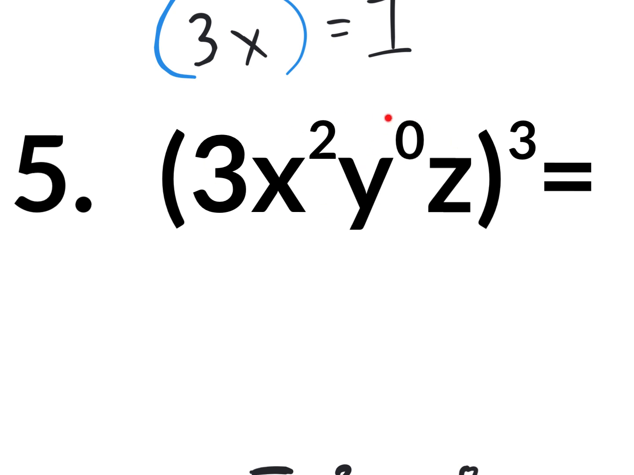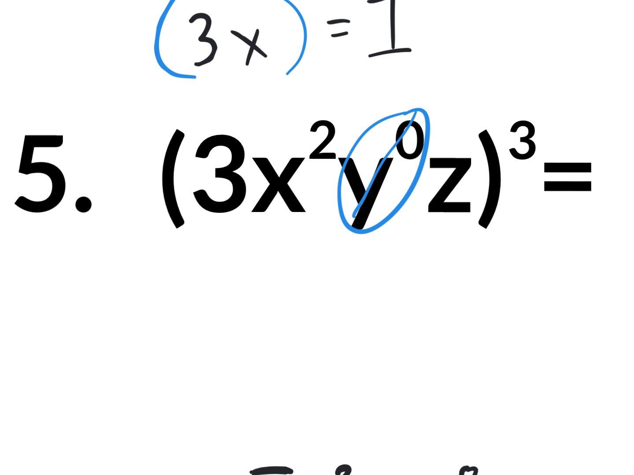And on the inside, we do have y to the 0. And we know that y to the 0 equals what? 1. Anything to the power of 0 equals 1. So this y to the 0, you could actually put a 1 right here and say 1 times x squared. That would still be x squared. 1 times z, it'd still be z. So putting a times 1 right here wouldn't make a difference. So you could just scratch it out.